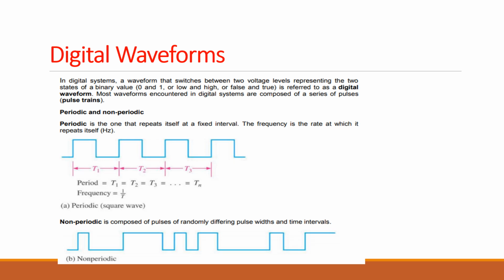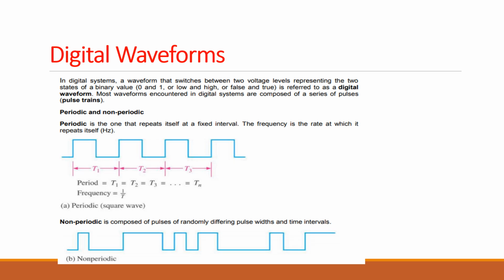In digital systems, waves switch between two voltage levels representing the two states of binary values, 0 or 1. So the voltage is jumping between two numbers. It can be 0 or 5 volts, or maybe 0 and another voltage, or it can be negative 5 volts and then positive 5 volts. So it's representing 0 and 1. It has only two numbers.